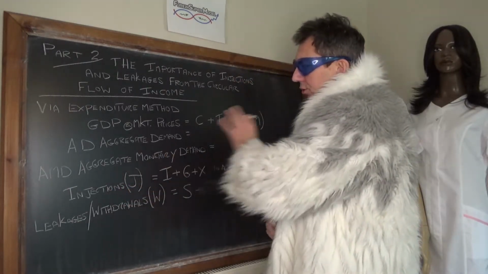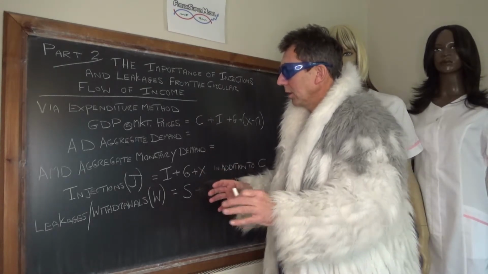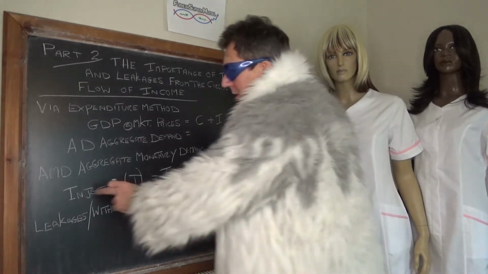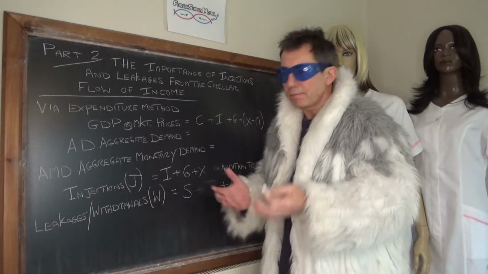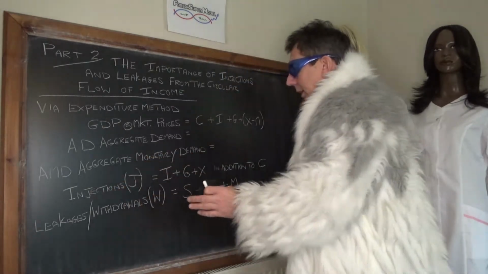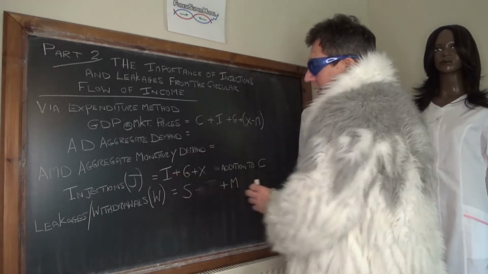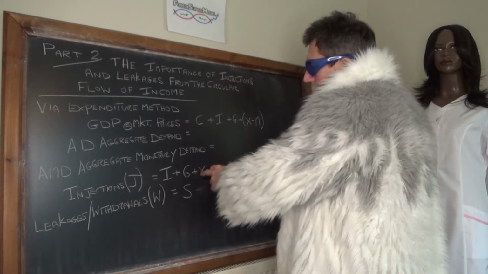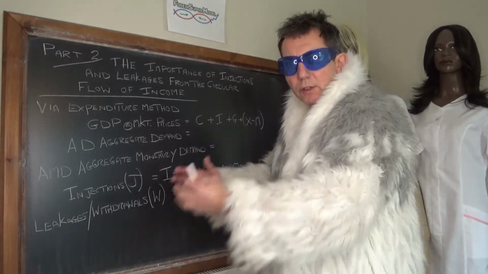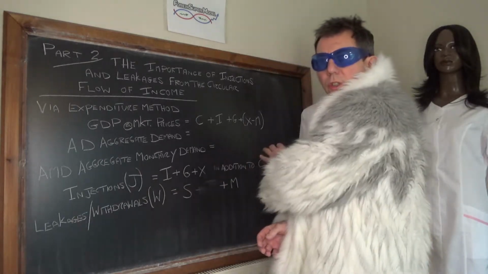So, injections then. What are the injections into the circular flow of income? Injections we designate J in economics. Why? Because I is used for investment. So J for some reason is an injection. Anyway, doesn't matter, that's what it is. Injections are things like investment, government spending, and exports into the circular flow, into our economy, if you like. And this is in addition to consumption.